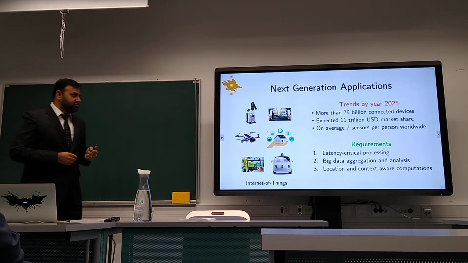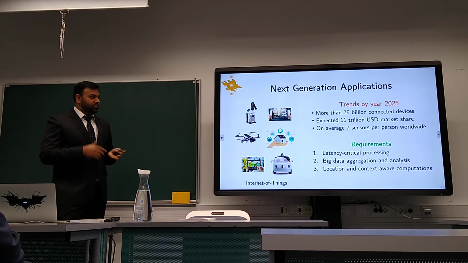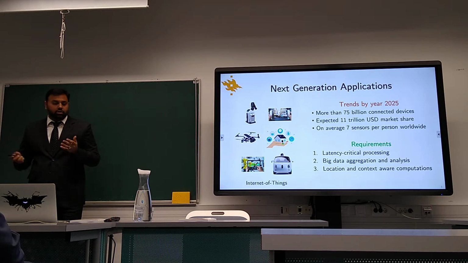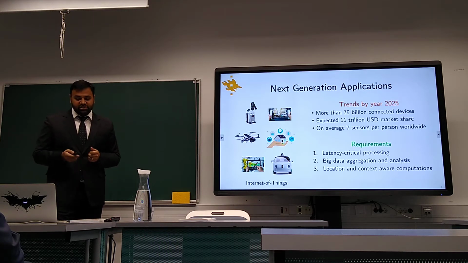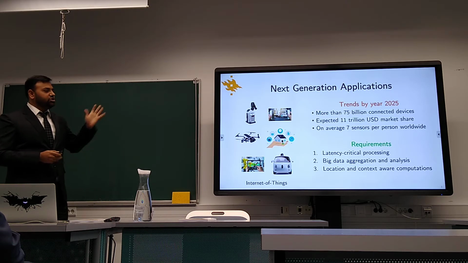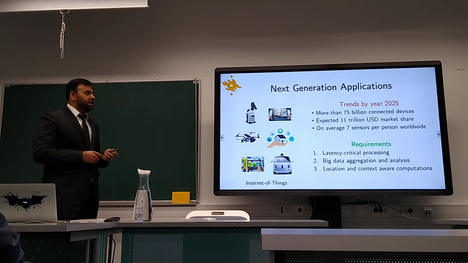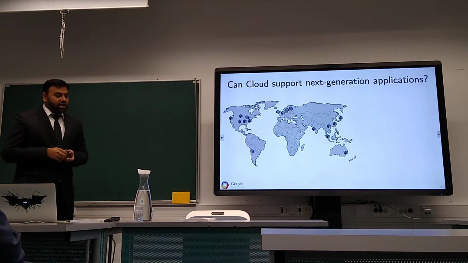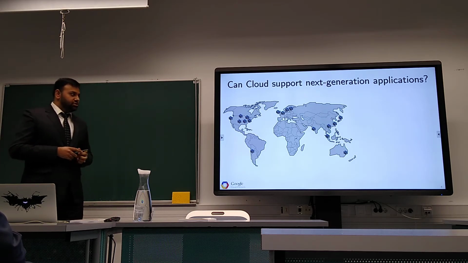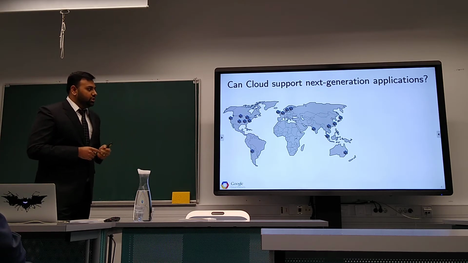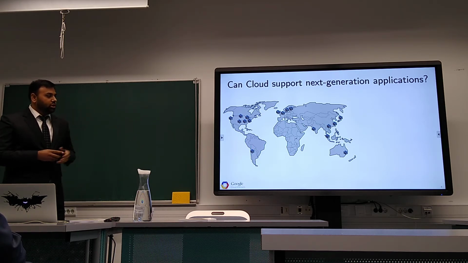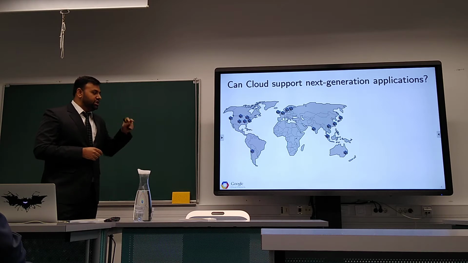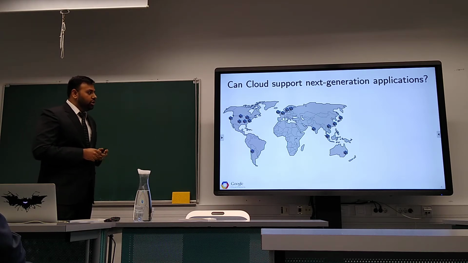And some of these applications, for example augmented reality, can have context and location aware requirements, which may change by the user's position in the physical world itself. So the obvious question with these two domains is, can the existing cloud that we see today support these next generation applications? To answer this question, I will show the deployment of one of the major cloud providers, Google. And these are all the data centers that you see deployed all over the globe.